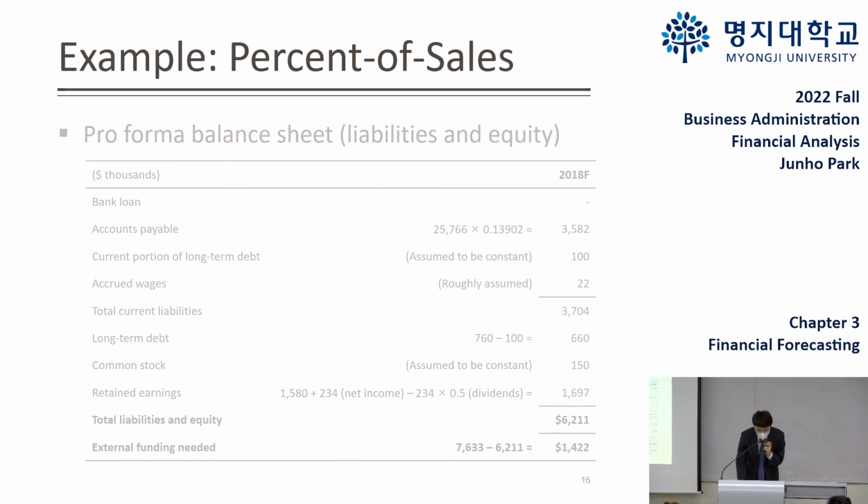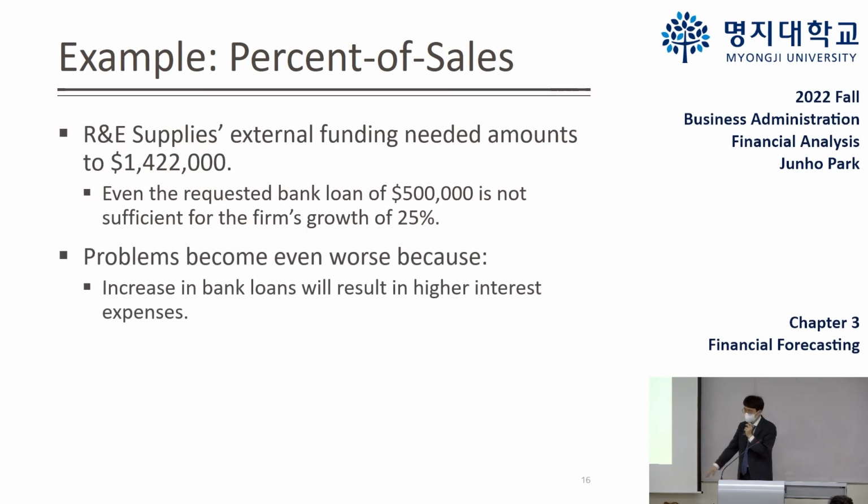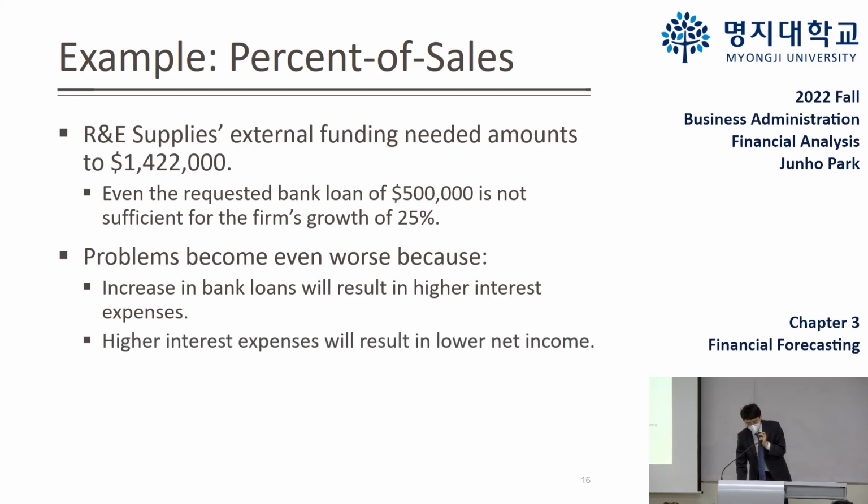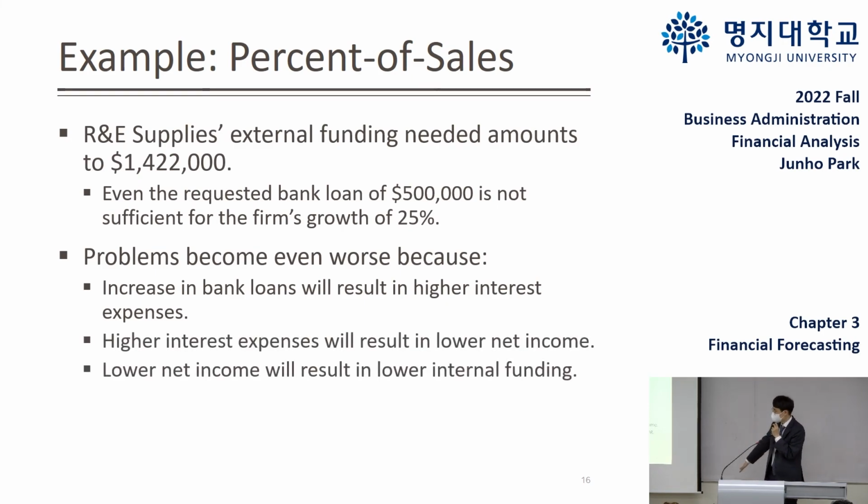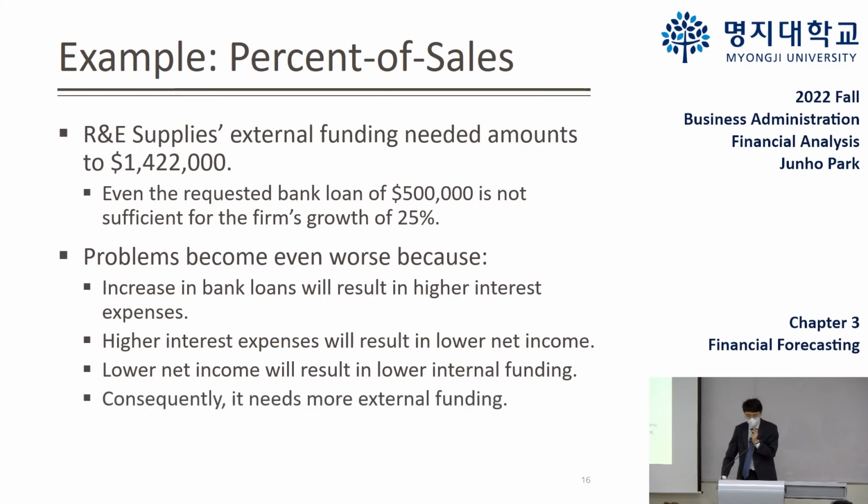So as a result, if we consider that we would pay the interest expenses by borrowing from the bank, then we will have a lower net income, and consequently we will have a lower internal funding. Finally, we need more external funding. So it is an irony because we borrowed such a huge amount of money to support the growth of the firm, but actually it results in paying more to outsiders.